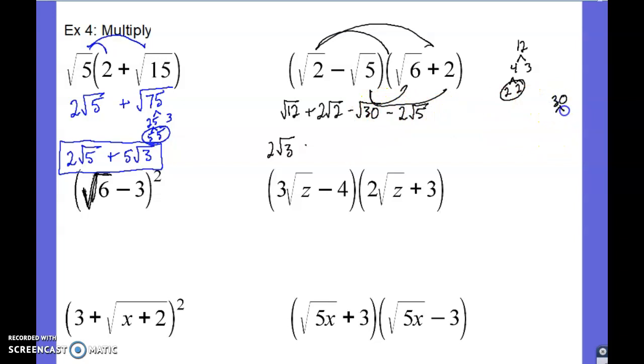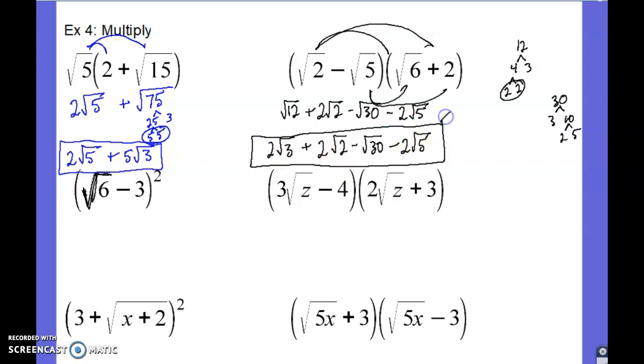I believe it is. No, it's not. 3 and 10, and then 2 and 5. There's no pairs. So really there's nothing else to do after that. There's no pairs to bring in front for root 30, so just leave it as the square root of 30. And there's no other like radicals. So that's it.